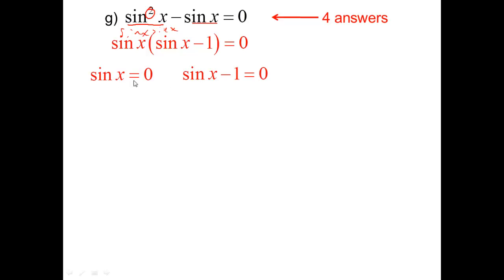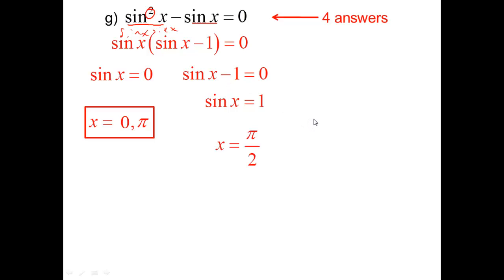We can start with sine of x equal to 0. Thinking about my unit circle, where does sine equal 0? Well, sine equals 0 at 0 and at pi. So I have 2 answers for that guy. And let's see what the answers are for this guy. Well, if I add 1 and then you look at the unit circle, where is sine equal to 1? Well, sine is equal to 1 only at one location, at pi over 2.